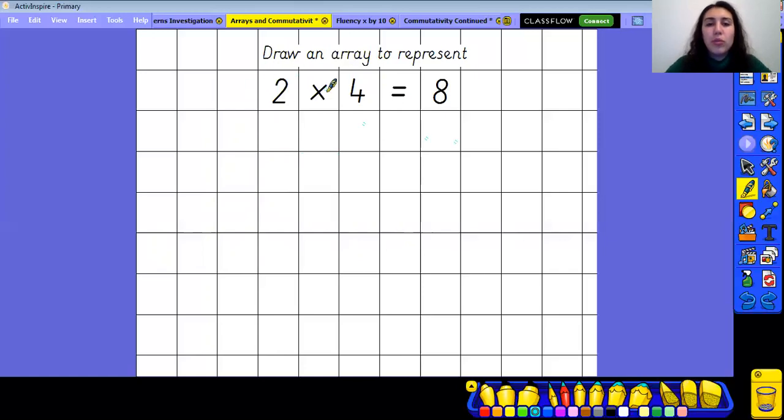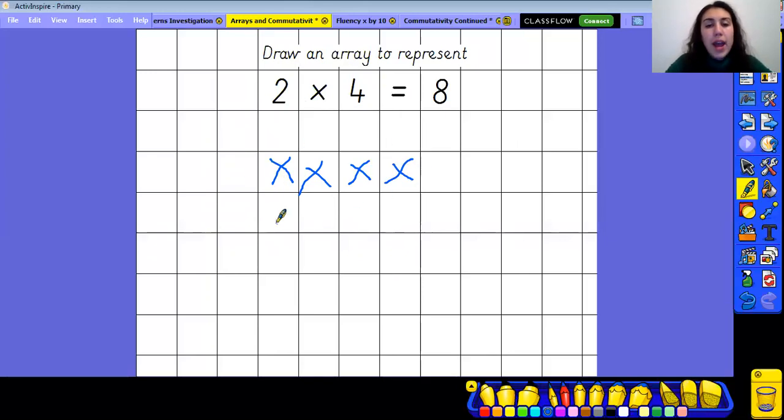Super. So 2 groups of 4 or 4 groups of 2. I'm going to do 2 groups of 4. So what I could do this time is I could say, right, I'm going to have 2 groups of 4 and I'm going to draw them a group at a time. So that's 1 group of 4.